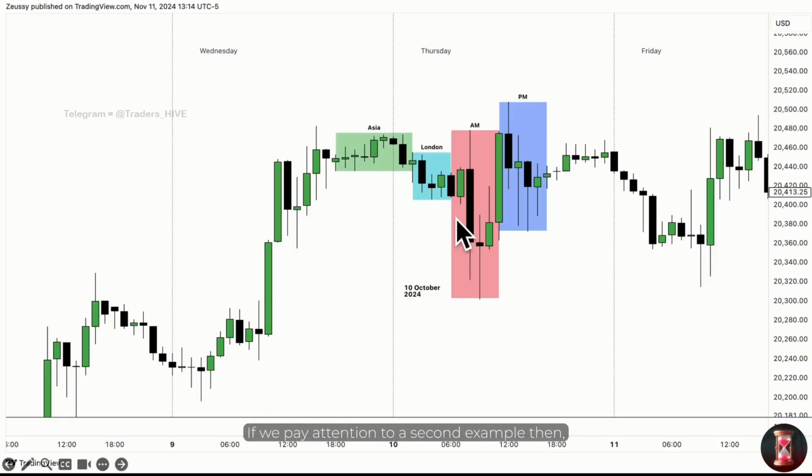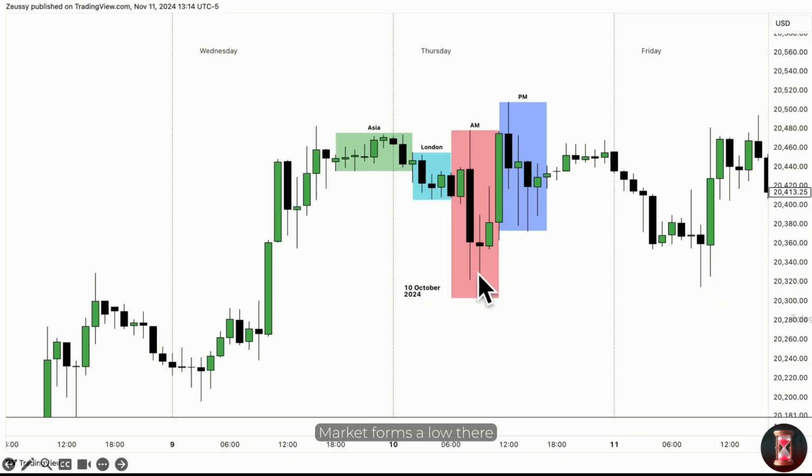If we pay attention to a second example, then it would look like the following. Where I can see that the Asia session consolidated right here, and London then slowly began to gravitate towards the downside, but it also kind of consolidated. The New York morning session comes along, and we initially see the market reprice towards the upside, taking out the London high and barely taking out the Asia high. When these buy-side liquidity pools get taken out, we then see the market run towards the downside. It reprices towards the downside into this BC right here.